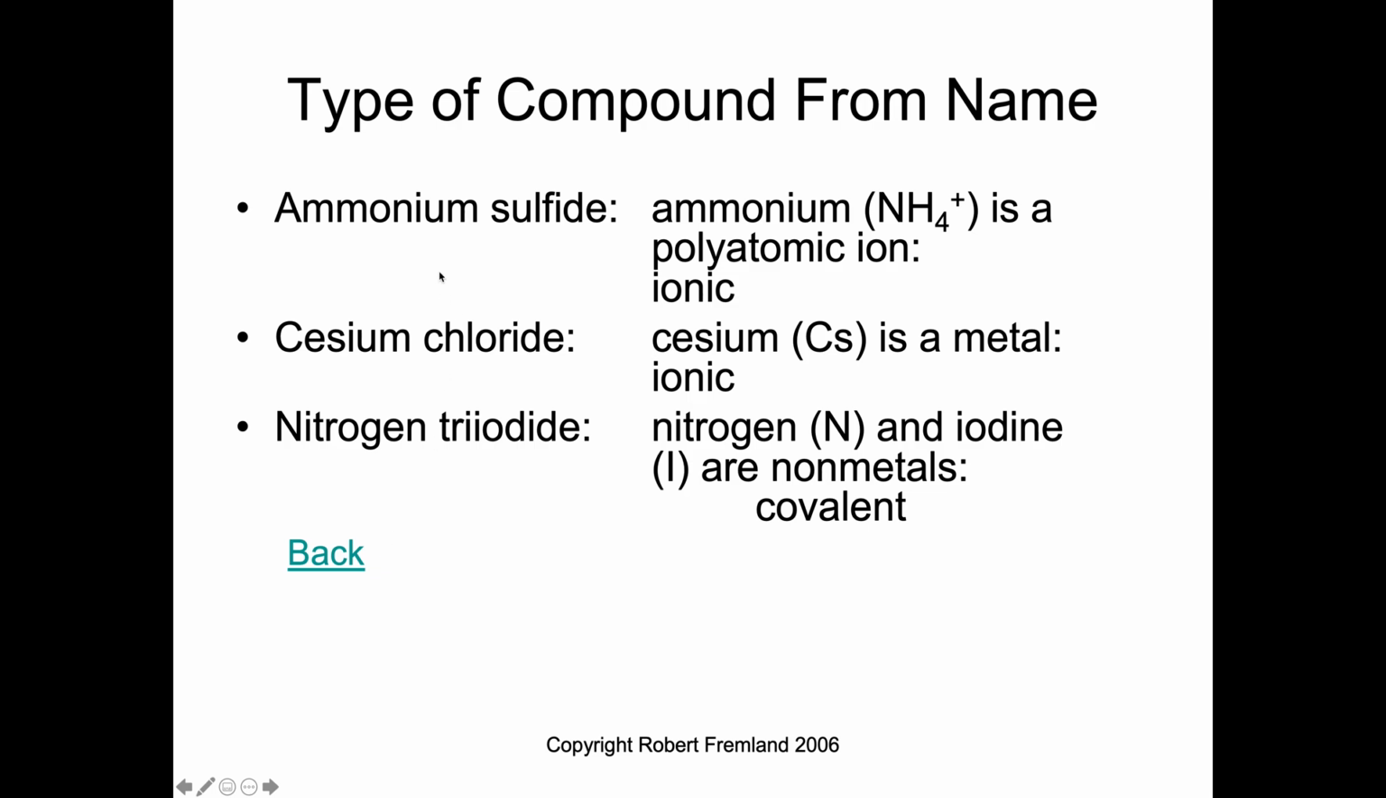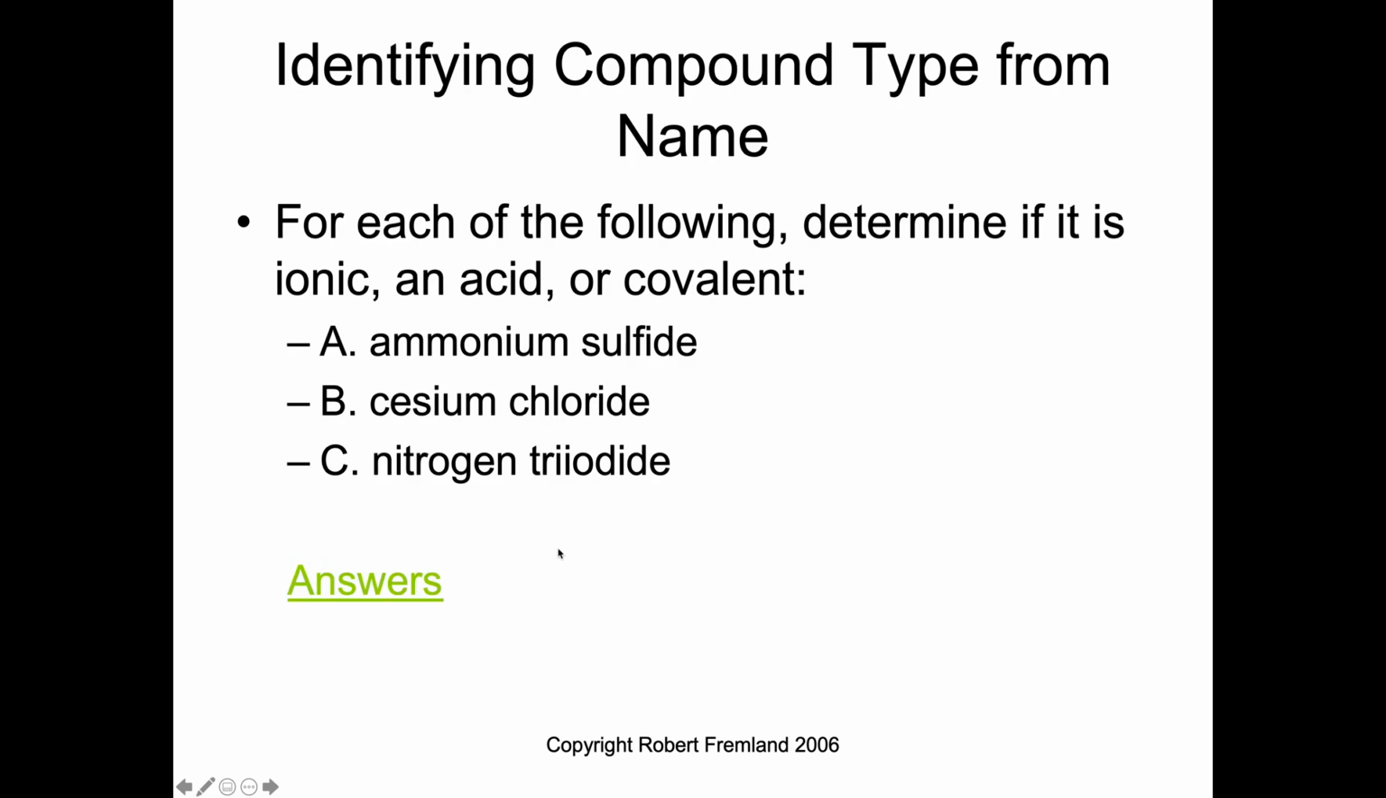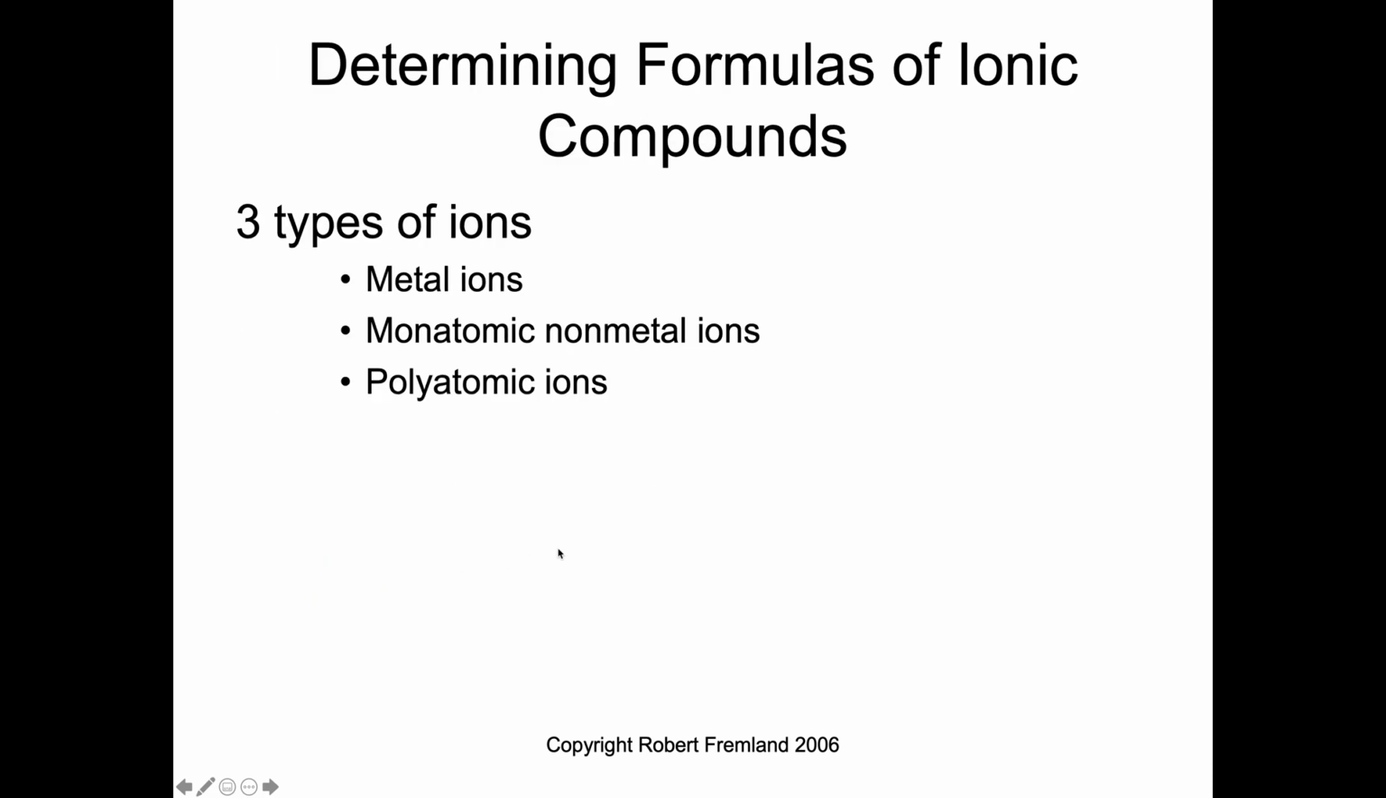Okay, so ammonium sulfide, we know it's ionic because it contains a polyatomic ion. Cesium chloride, again, we have an ionic compound because cesium is a metal. Nitrogen triiodide has nitrogen and iodine, therefore it is covalent. So make sure you hit the back button, it'll take you back to the slide we left off on.